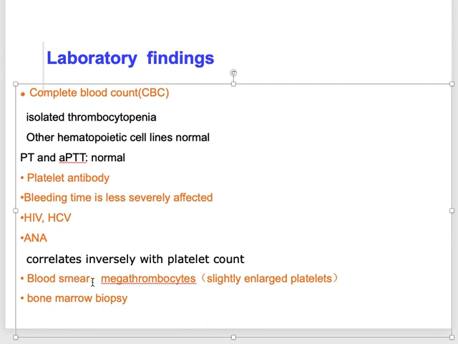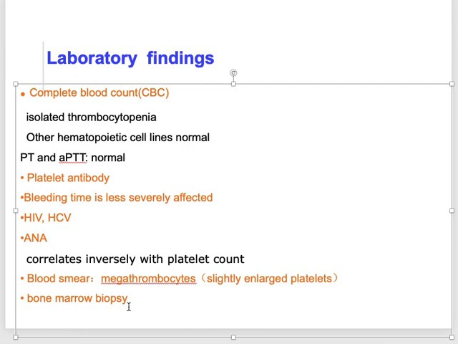A blood smear can be taken, or peripheral blood. We can find megathrombocytes or slightly large platelets. Bone marrow biopsy can be done, of course. In this one again, you will find megakaryocytes. Especially in adult type of ITP, we do this kind of bone marrow aspirate.